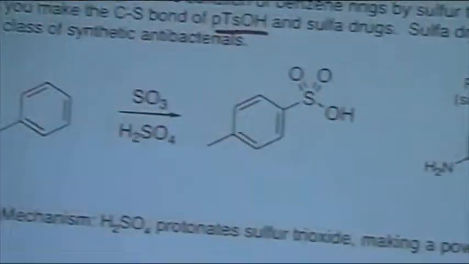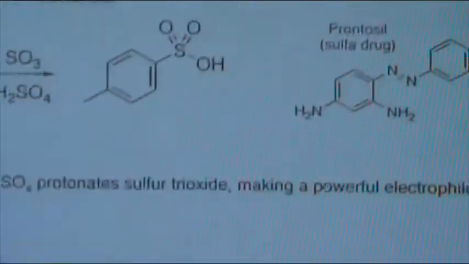You do this secret recipe for forming carbon-sulfur bonds. Sulfur trioxide, that's the stuff from acid rain. And once again, we're using sulfuric acid as a catalyst for this reaction, just like we use sulfuric acid as a catalyst for nitration.